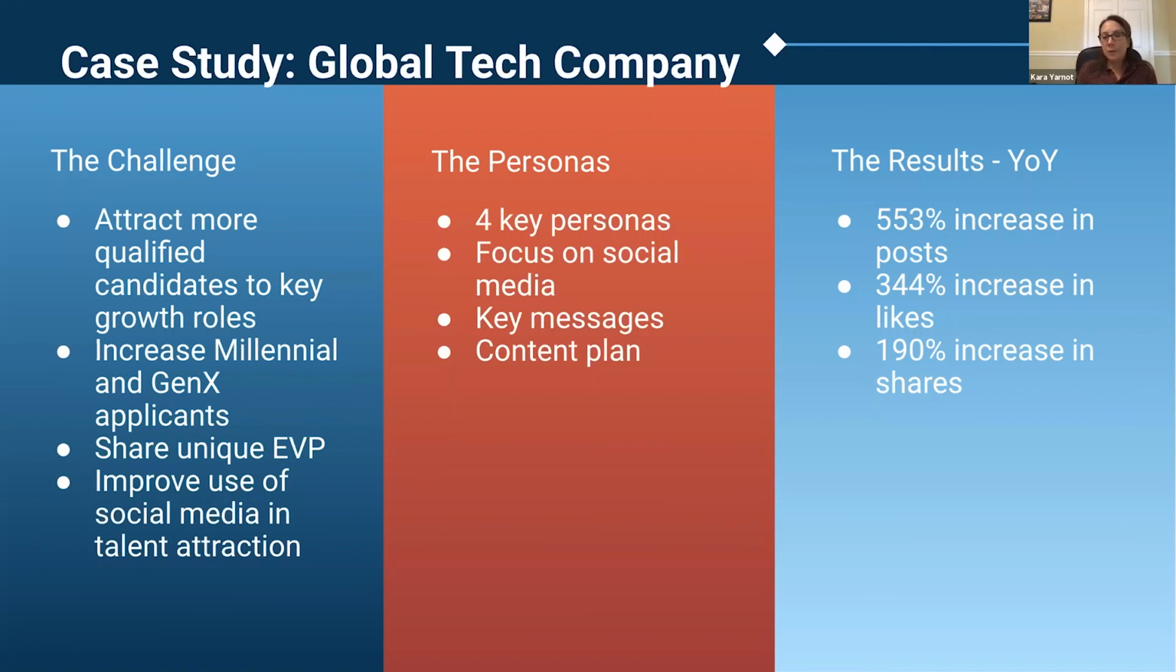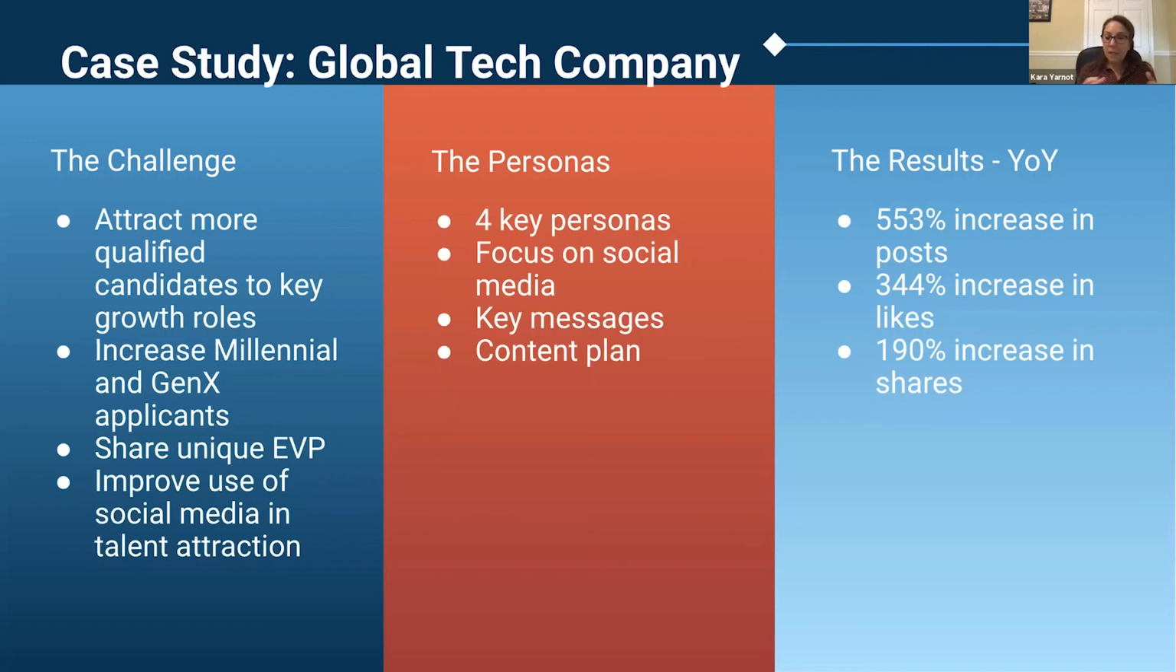And then you see the year-over-year results. We were measuring the first 4 months, and this was very social media focused for them. The first 4 months on social media in 2020 compared to those same 4 months in 2019. So we just did a year-over-year comparison, and obviously we did more posts because we built out a whole content plan, but significantly more: a 344% increase in likes, 190% increase in shares.